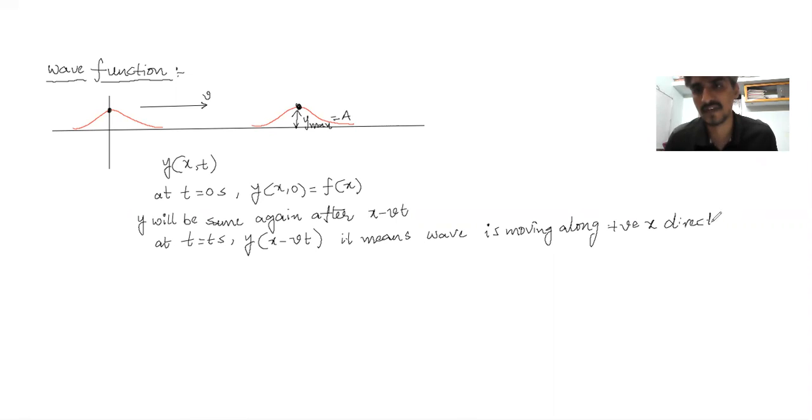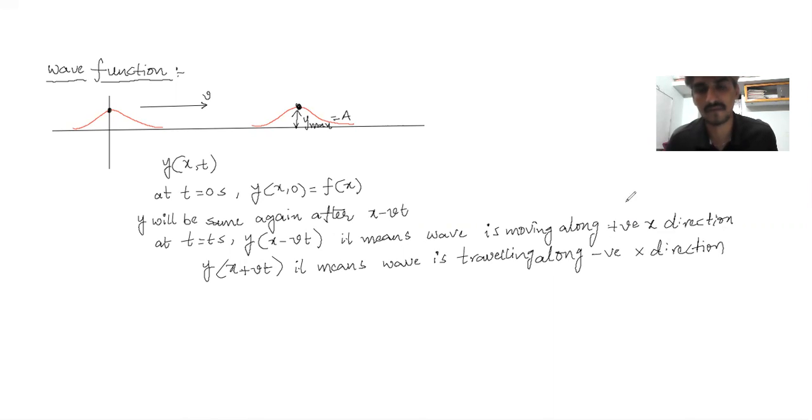Suppose if it is x plus vt, then what does it mean? It means that it is going along the negative x direction. The wave is traveling along the negative x direction if it is y of x plus vt.